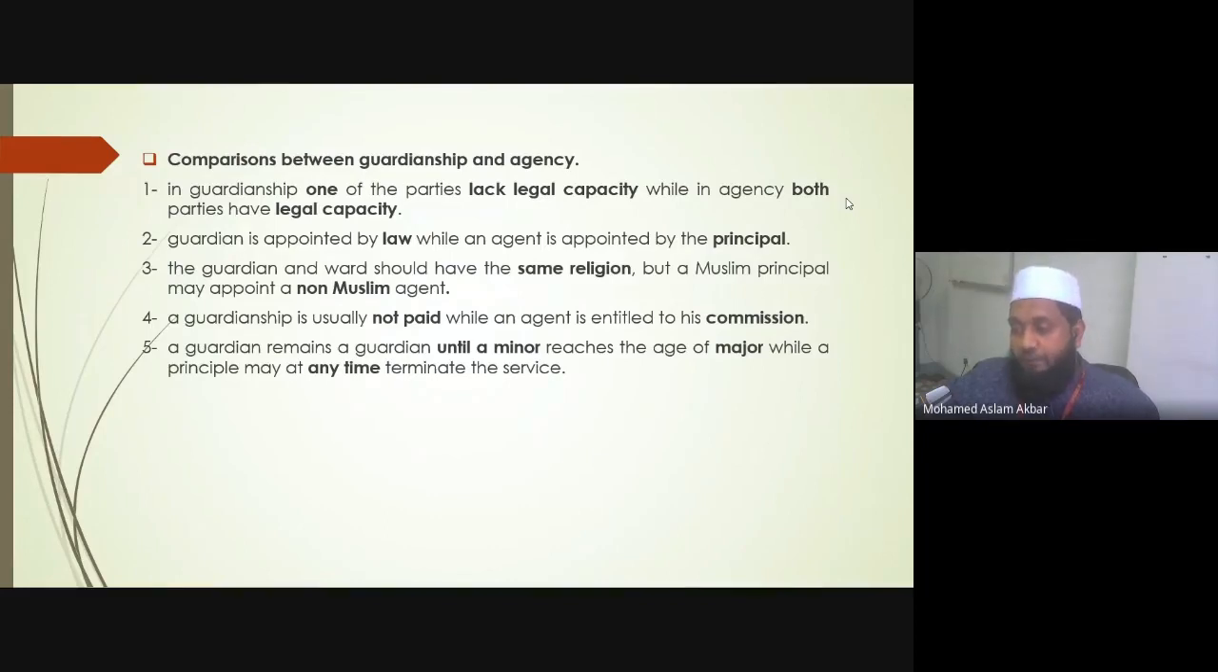Okay. Number three, the criterion of comparison, is religion. If it is walaya, it should be the same religion. For example, if a minor is Muslim, then the guardian must be Muslim.